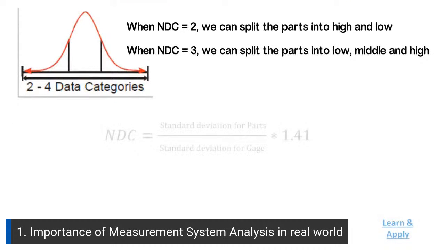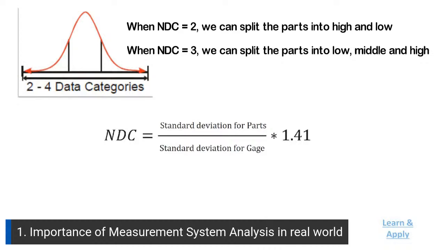Minitab calculates the number of distinct categories by dividing the standard deviation for parts by the standard deviation for gauge, then multiplying by 1.41, which is equal to the square root of 2. That is, NDC is equal to sigma p upon sigma m into 1.41.